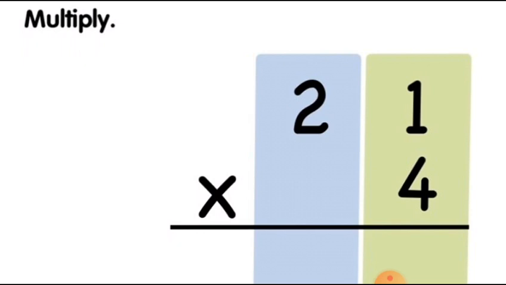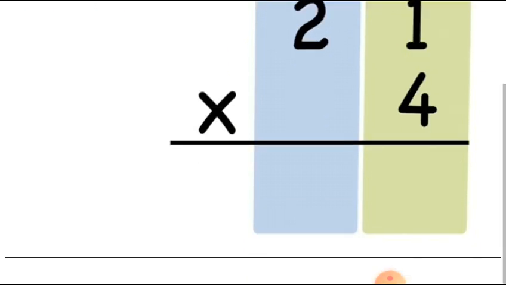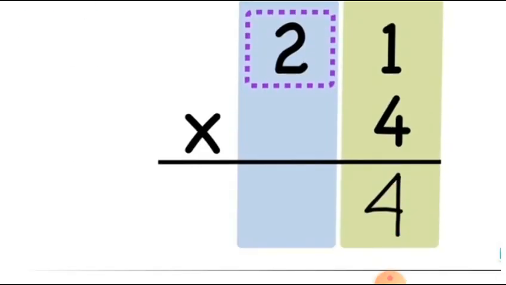Now the next one. 21 into 4. Here we have to multiply the multiplicand 21 by the multiplier 4. Okay. As we know, first we have to multiply the ones place digit. So you have to say the table of 4 up to 1 first. That is 4 ones are 4. So just down here you can write the number 4.